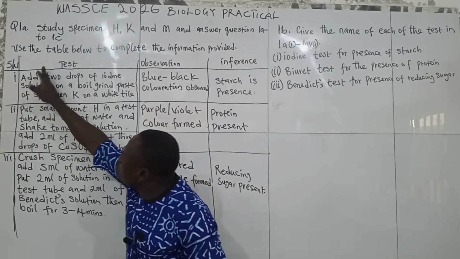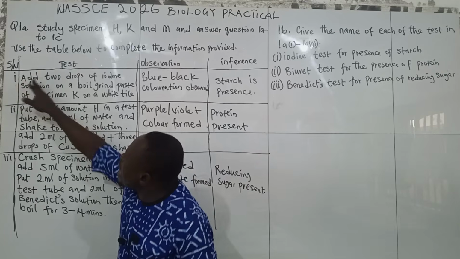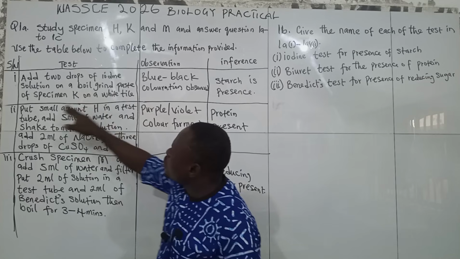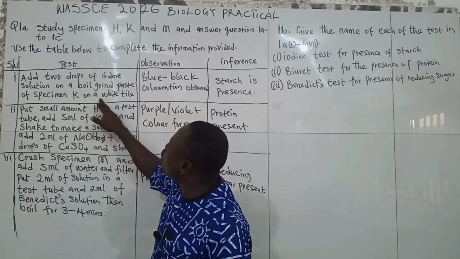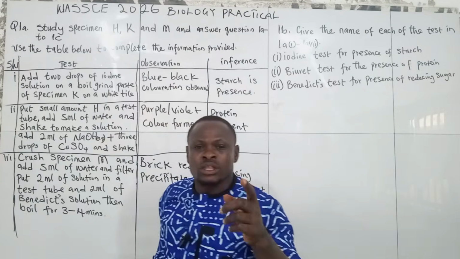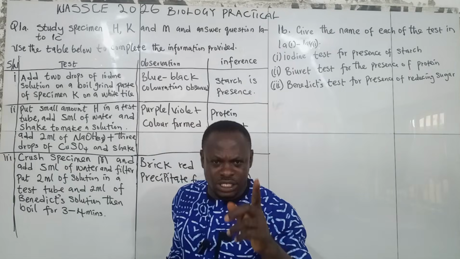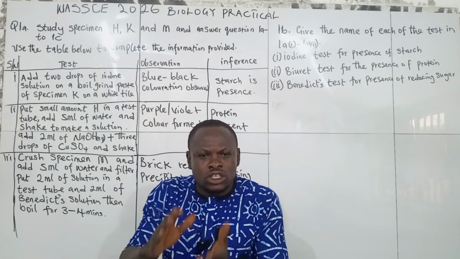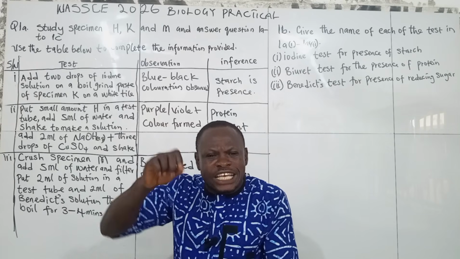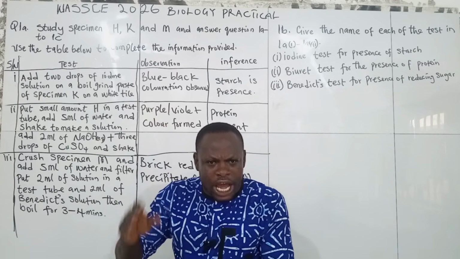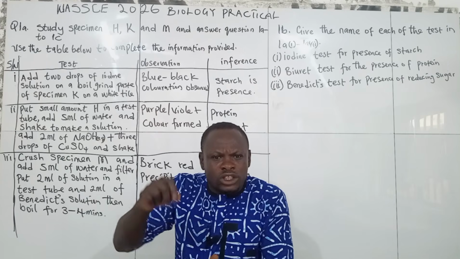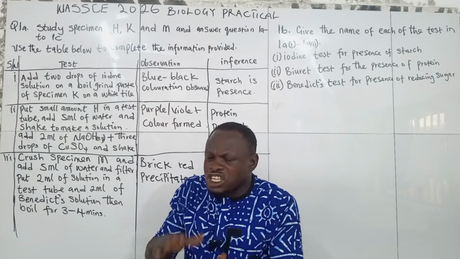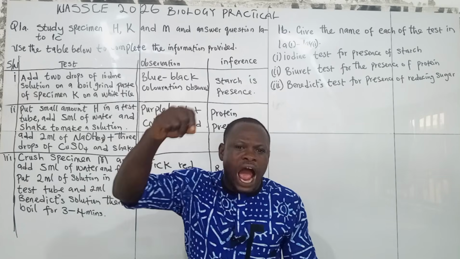In question number 1, it says, add 2 drops of iodine solution on a boiled gram paste of specimen K on a white tile. Remember, specimen K is a grain of maize. You have to boil it first, because if you don't boil it, you cannot examine it using iodine solution. Iodine solution will not break down the seed coat. So you need to boil it and crush it if possible. Then you add your iodine solution.